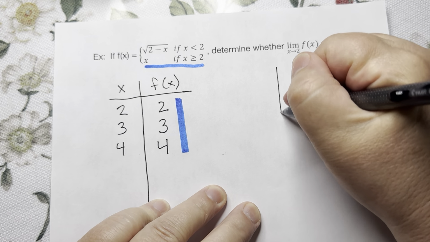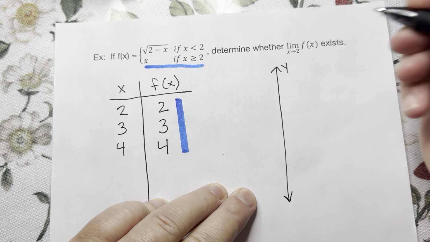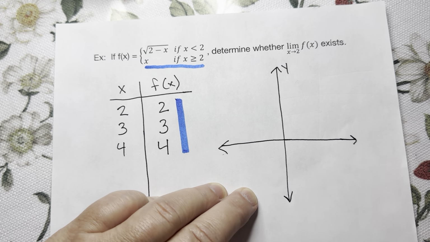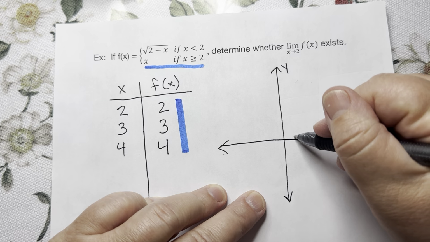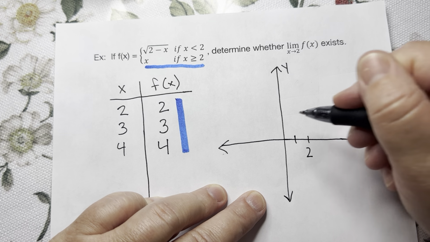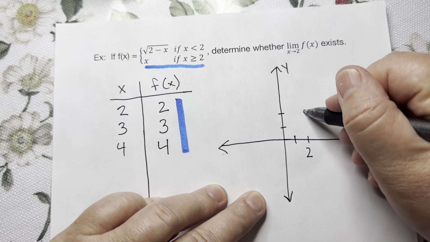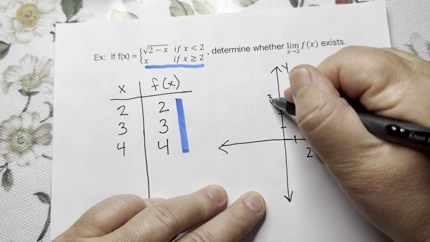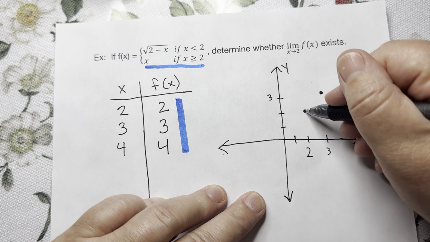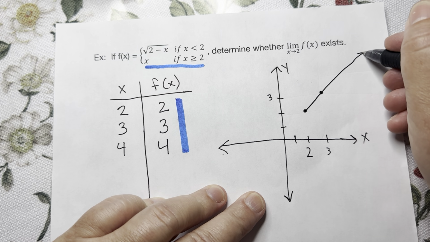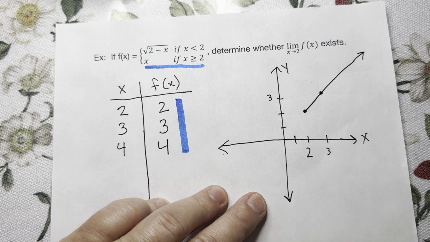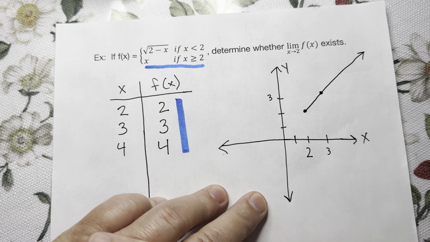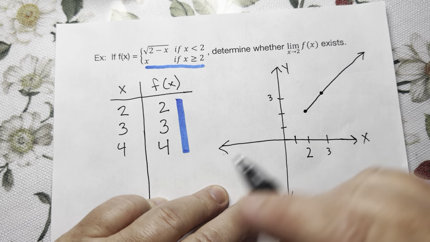That part, let's see if I can make it look easy and not just make it look hard. Starting at 2, I've got 2, and then at 3, it's going to be 3, and at 4, it's going to be 4. So I've got this graph that goes up at a 45-degree angle from the horizontal, and that is our second half of the graph.